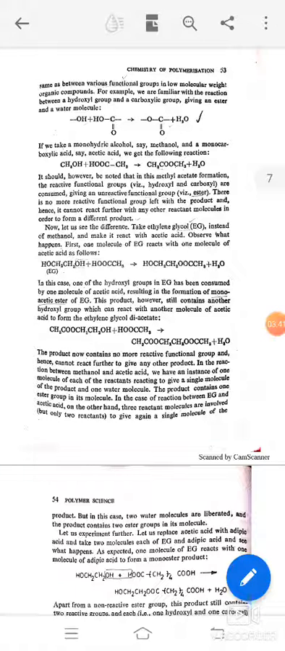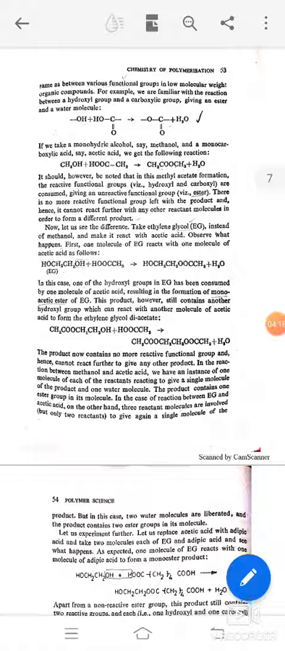This is the example. The hydroxy ester plus carboxylic acid forms this. This is chain growth. The product now contains no more reactive functional group, because hydroxyl and acid have formed ester. In this compound, CH3COOCH2CH2OCOCH3, there are no functional groups left to react, and hence it cannot react further with other products.